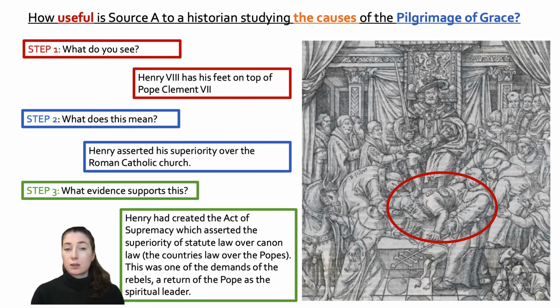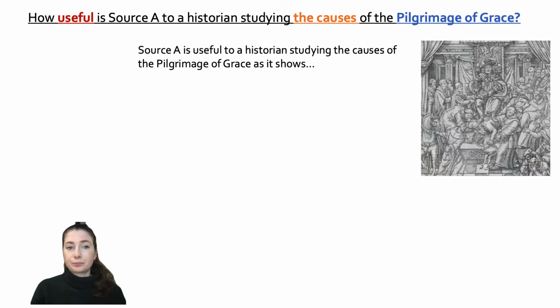So prior to the break with Rome, prior to the Act of Supremacy, the Pope had the ultimate authority over England. If he created a canon law, it would have superiority over the English law. Henry is stopping that. He's disregarding that. This was one of the demands of the rebels, a return of the Pope as a spiritual leader. Okay, so I've provided some specific knowledge and I've made sure it's clear why that reflects the exact question.